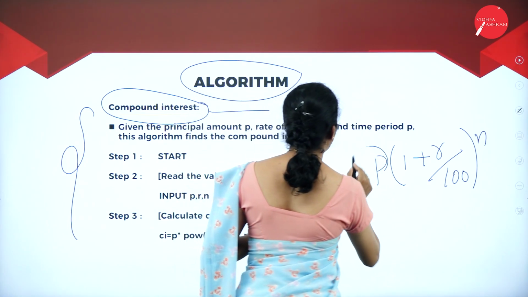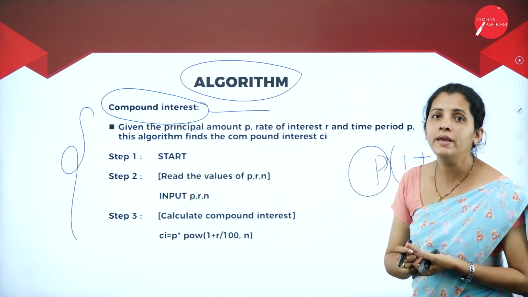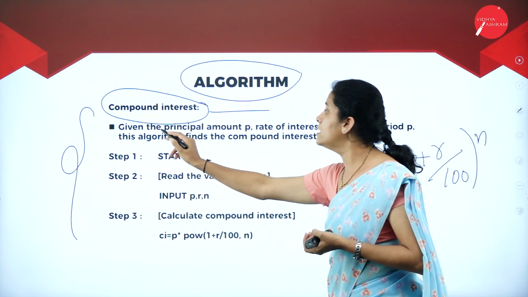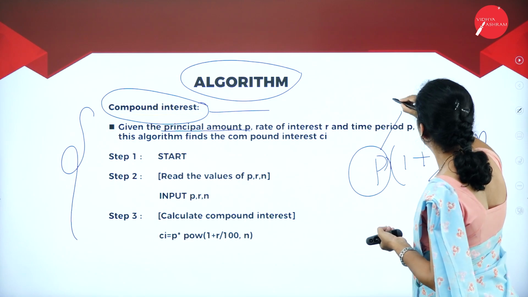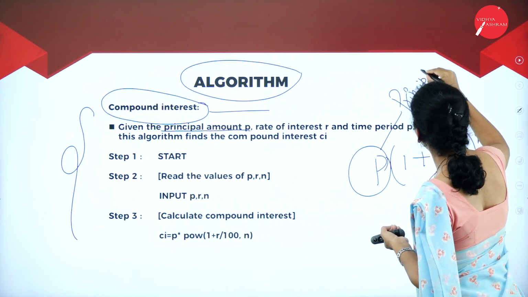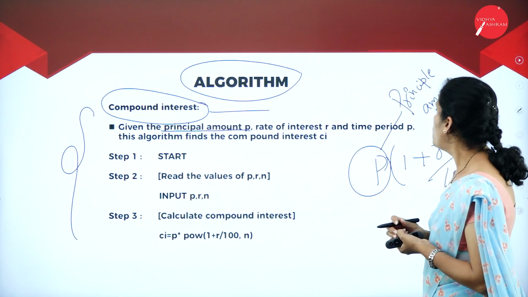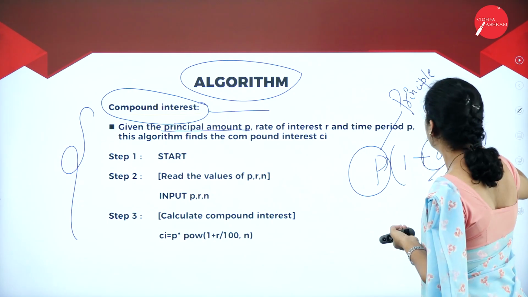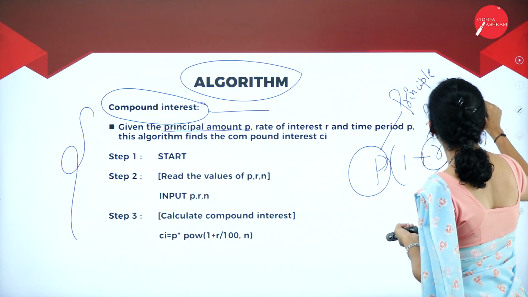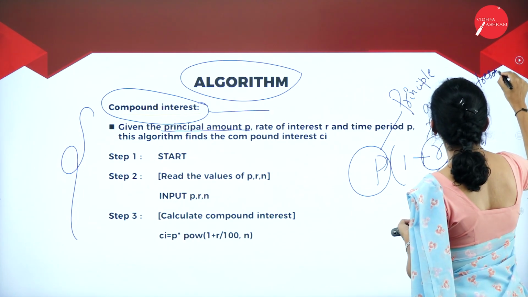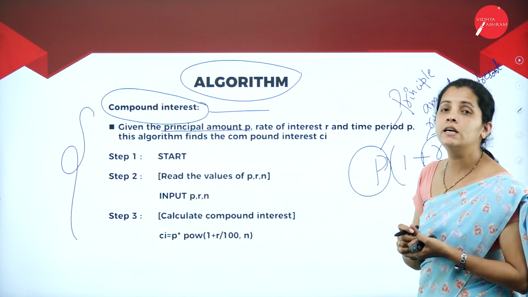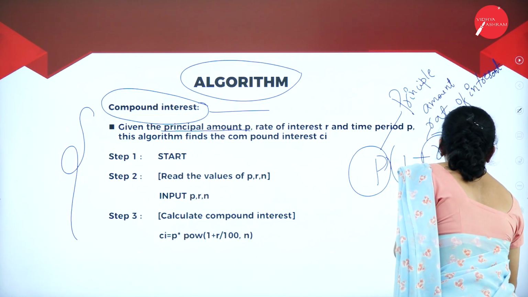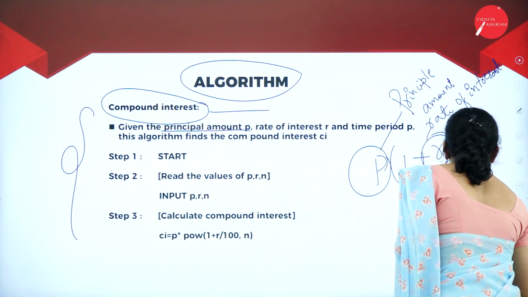Now tell me what is P. So here P is nothing but your original amount. So here P stands for principal amount. Then what is R? Here R is nothing but the rate of interest. Then what about n? Here n is nothing but the time period. So here n represents time period.